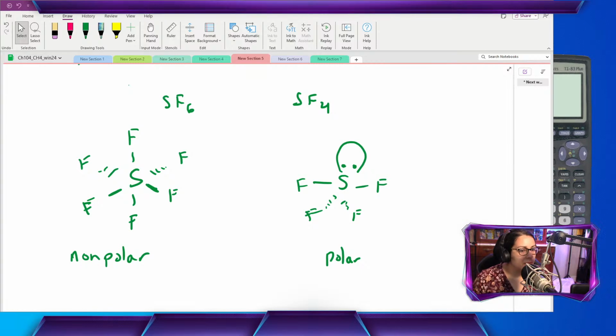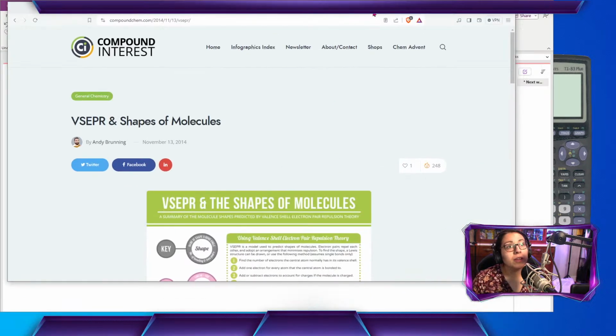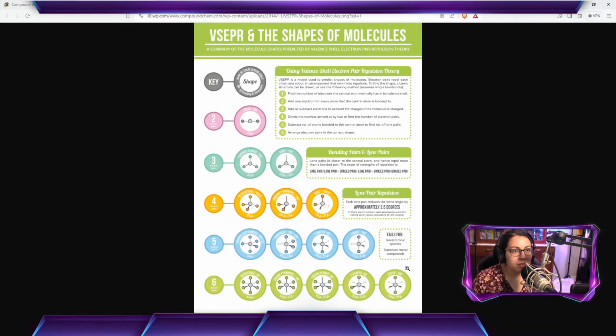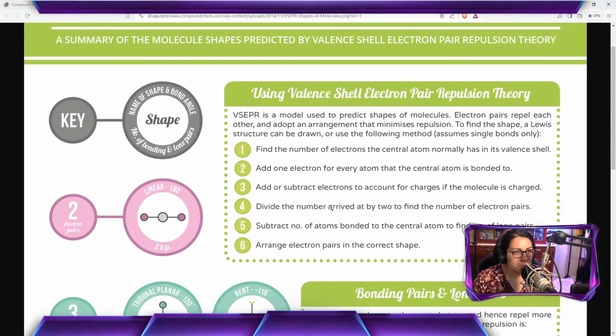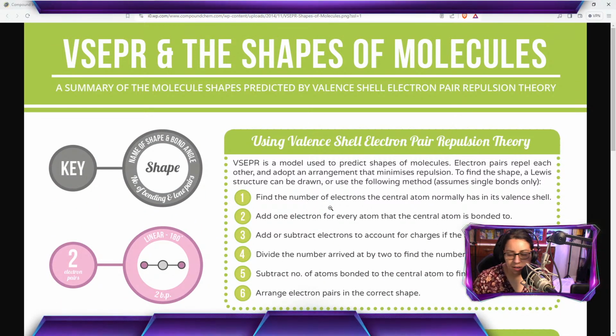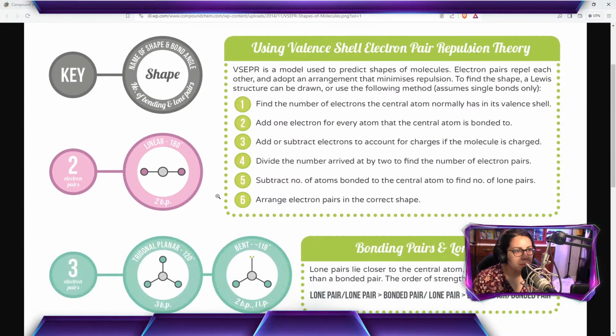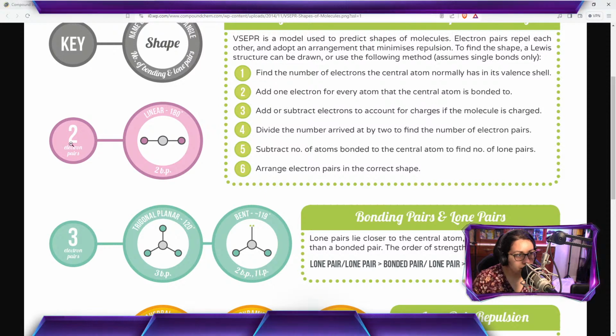I'm going to pull up another reference. I'll probably post this for the class, but this is a nice reference sheet. One way you can use this to help you is that this key here is basically how many things are attached to the central atom. It calls them electron pairs, but these could be lone pairs or atoms. This is our big number here. The first one is always going to be your fully symmetric case.